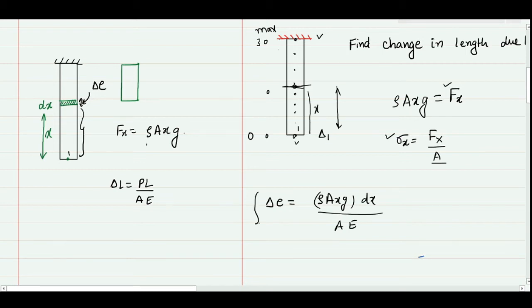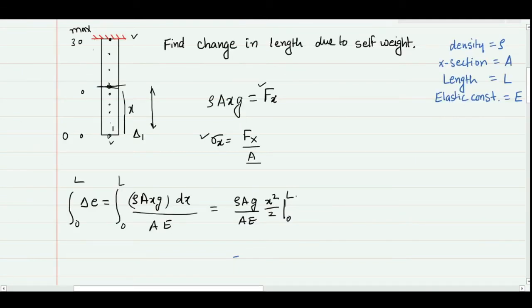If I integrate this from 0 to L, I will get the deformation or the change in the entire length, and that will be what? That will be rho A g x square by 2 by A E, with limits 0 to L. So this formula is valid for the total deformation in the bar. I will put x as L. I will get the formula for the deformation of point 1 as rho A g L square by 2AE. If I cancel the A, I will get a formula that is rho g L square by 2E.